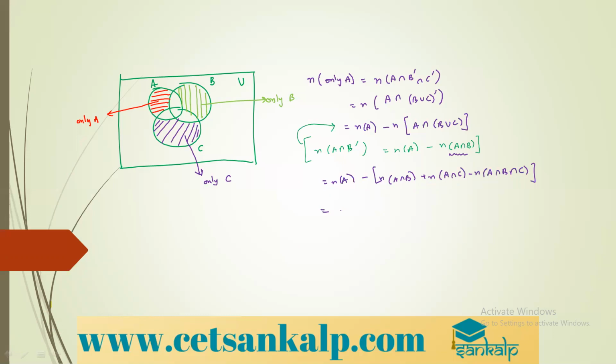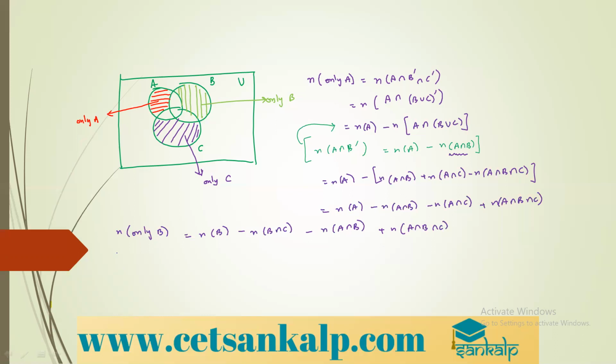Or I can further modify it as number of elements in set A minus number of elements in A intersection B minus number of elements in A intersection C plus number of elements in A intersection B intersection C. The same thing I can use to find number of elements only in B. If you follow the pattern, it will be number of elements in B minus number of elements in B intersection C minus number of elements in A intersection B plus number of elements in A intersection B intersection C.